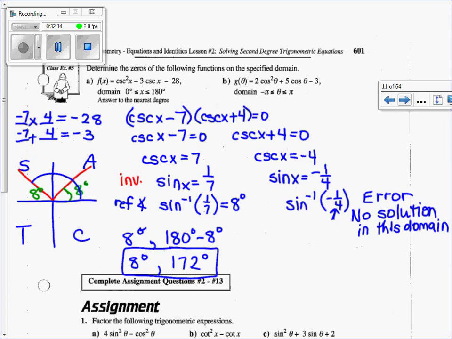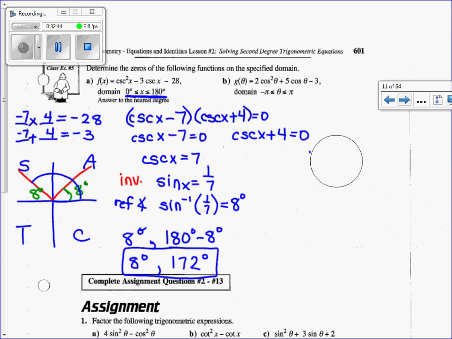Okay. And this is within my restricted domain. Okay. If I added another period, another 360 degrees, I would be outside of the domain. Or if I subtracted 360 degrees, I'd be outside of the domain. So this is the only answer, 8 degrees and 172 degrees. Okay.